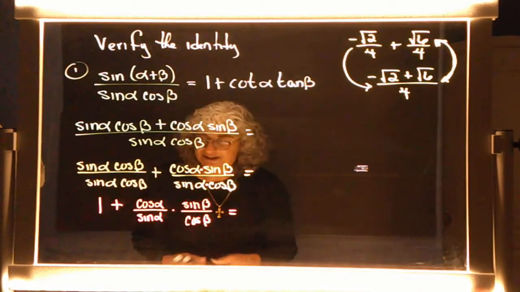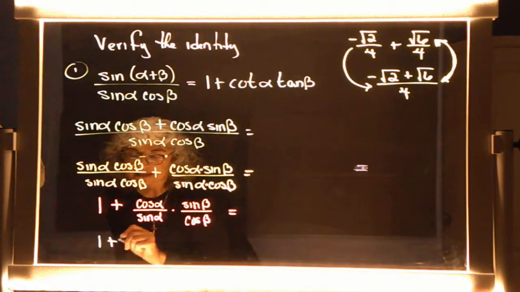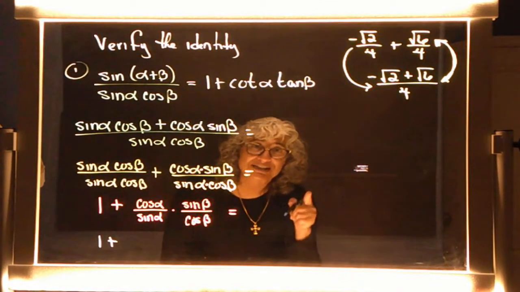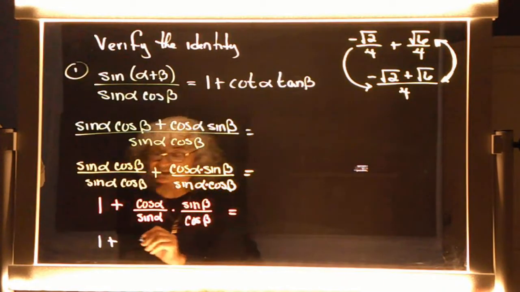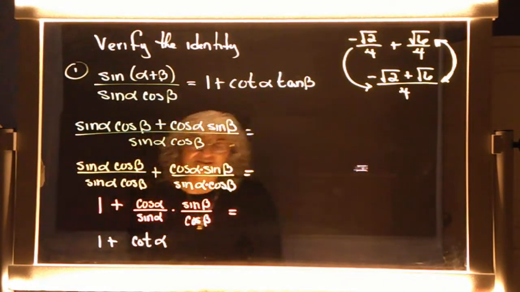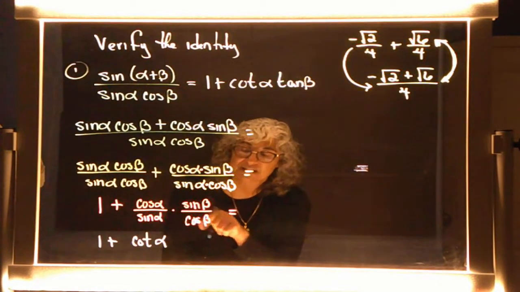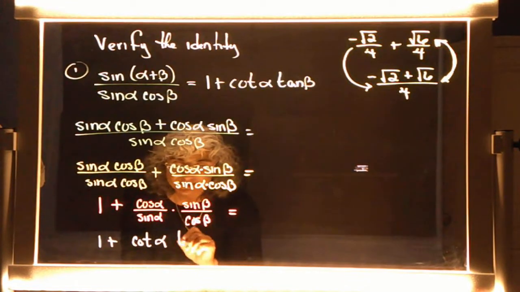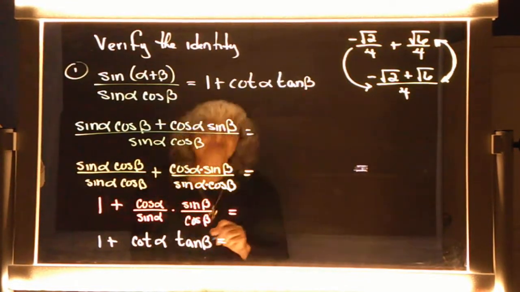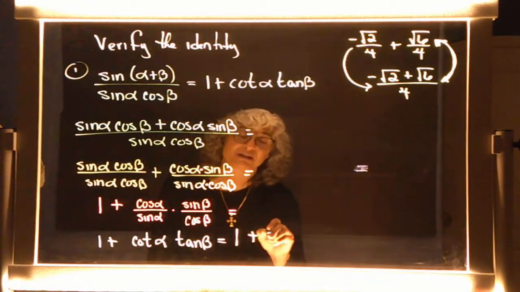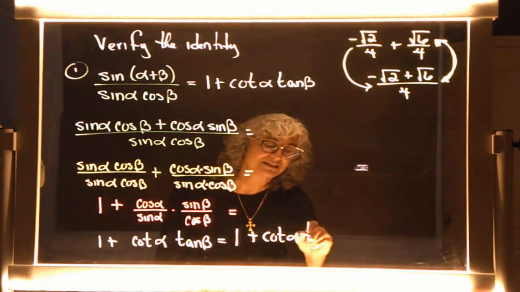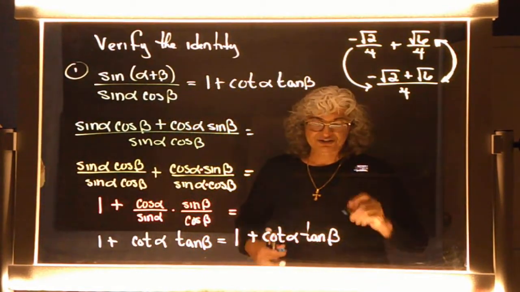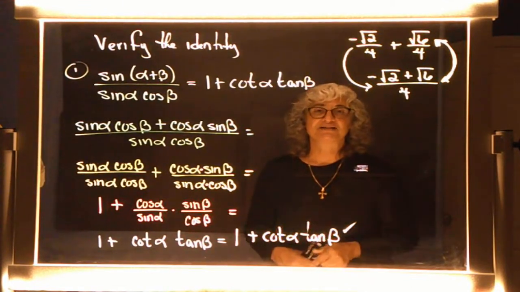And now I'm noticing that I have 1 plus. What's cosine over sine? Yeah, cotangent, as long as the angles are the same. Gratefully they are. Cotangent alpha. What's sine over cosine? Tangent, as long as the angles are the same. And gratefully they are. And so this equals, oh, look at that, 1 plus cotangent of alpha, tangent of beta. Gratefully I caught my writing error. And this checks, and now this is verified. Woohoo!